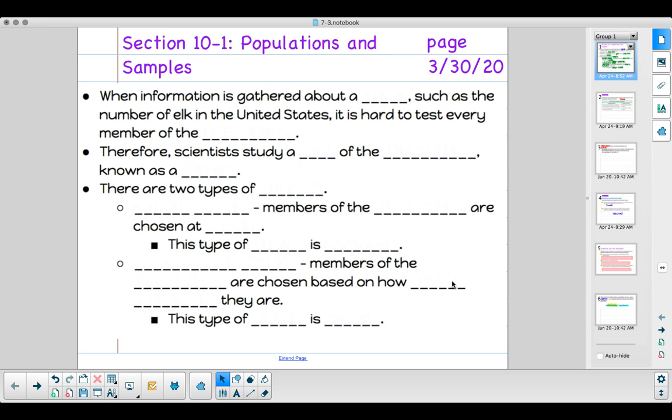Today I'm going to talk to you about Section 10-1. We're starting Module 10 today. Section 10-1 is called Populations and Samples. So basically, we're going to talk about data analysis in this module. And today is pretty simple.